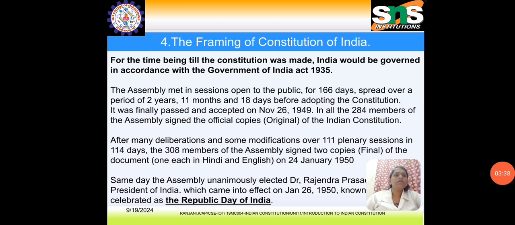So for the time being, till the constitution was made, India would be governed in accordance with the Government of India Act of 1935. The assembly met in sessions open to the public for 166 days, spread over a period of 2 years, 11 months and 18 days before adopting the constitution. So it almost took nearly 3 years to adopt a constitution. It was finally passed and accepted on November 26, 1949. In all, 284 members of the assembly signed the official copies, that is the original copies of the Indian constitution.